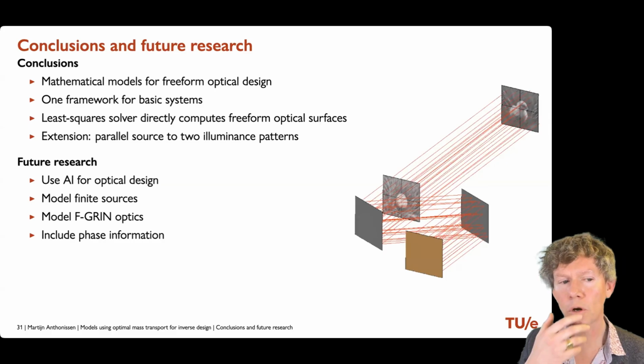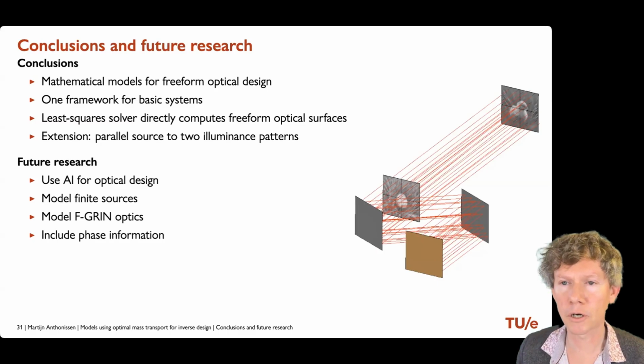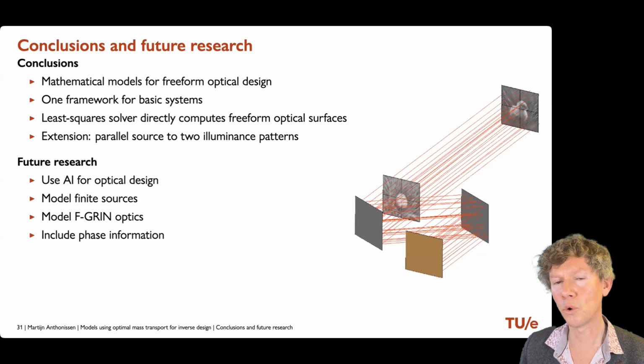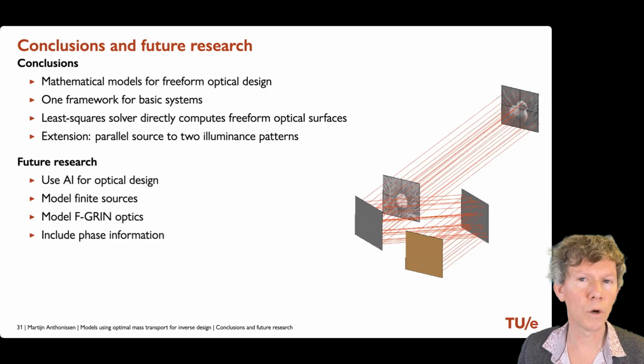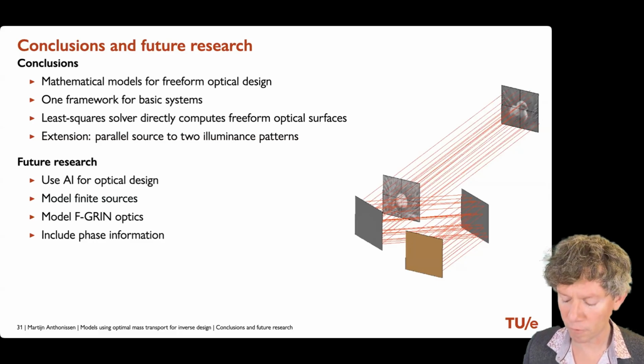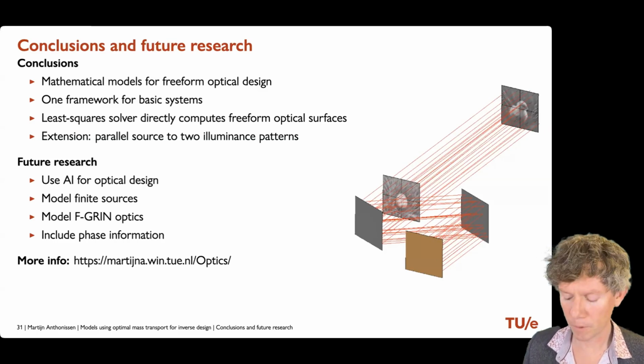In future, we will be working on using artificial intelligence, so generative AI for optical design. We are also currently looking at finite sources, so not a point source or a parallel beam, but also, for instance, an interval in 2D that sends out light from every point in multiple directions. We are also very interested in gradient index optics, computing what the refractive index should look like, and to include phase information. You can find more information on our group's website, and the link is on the slide here.